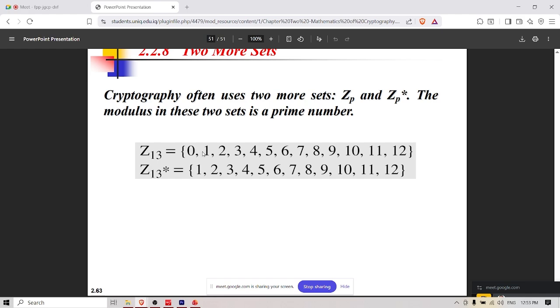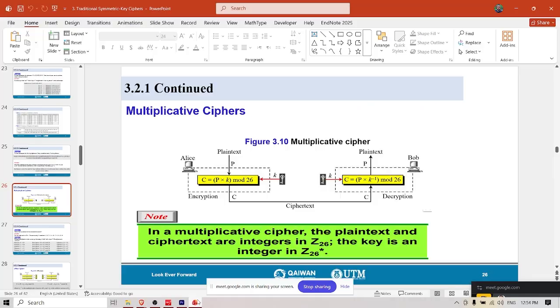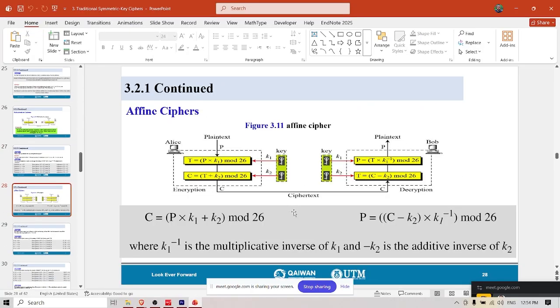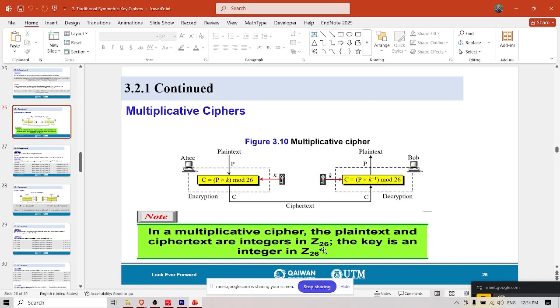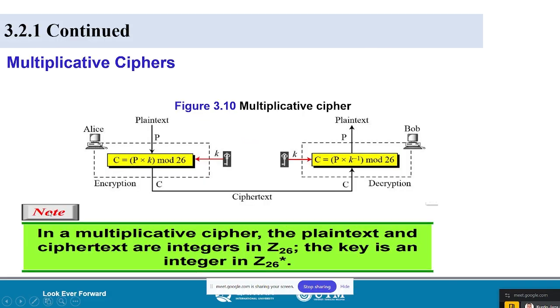And so now we will use Z13 asterisk, or Z26 asterisk, in this example, because we want to make sure that our multiplication will not be 0. That's what this note means.